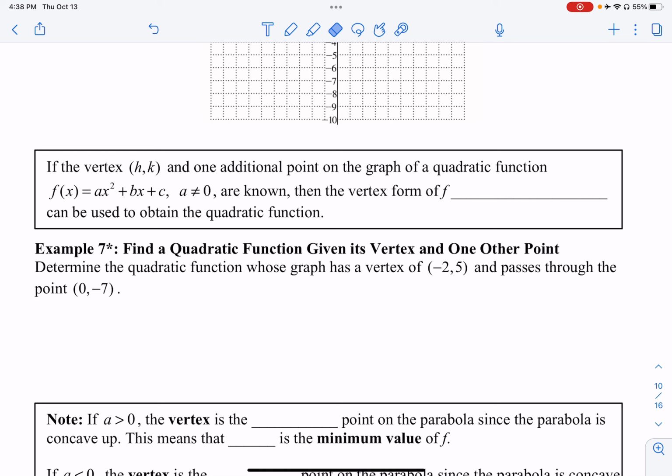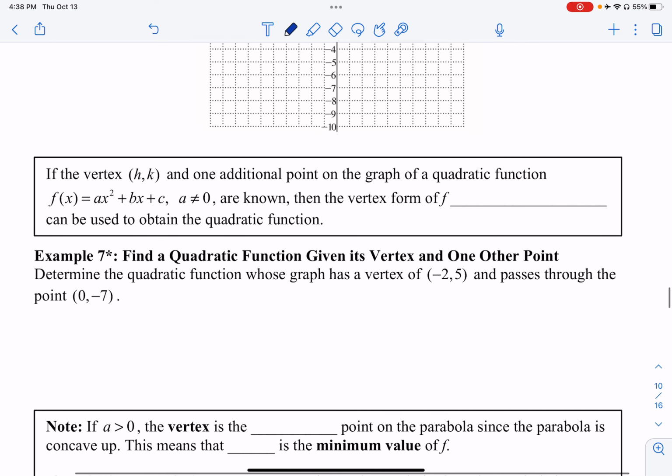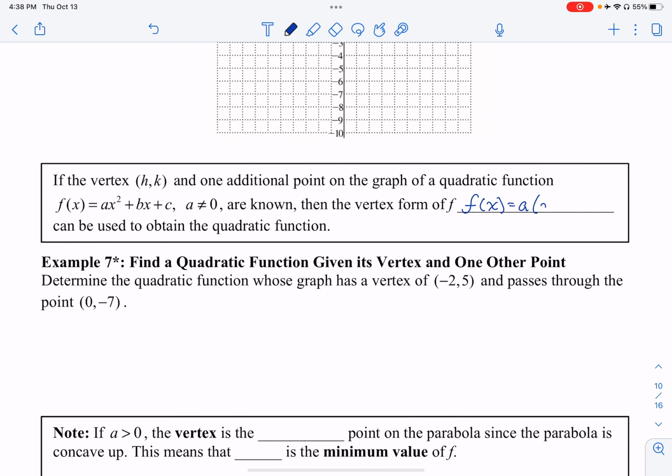And we wanted to talk about if we have the vertex, let's say (h, k), and one additional point on the graph of a quadratic function where f(x) = ax² + bx + c, with a not equal to 0. If you know those two points, then the vertex form of f is f(x) = a(x − h)² + k, and that can be used to obtain the quadratic function.